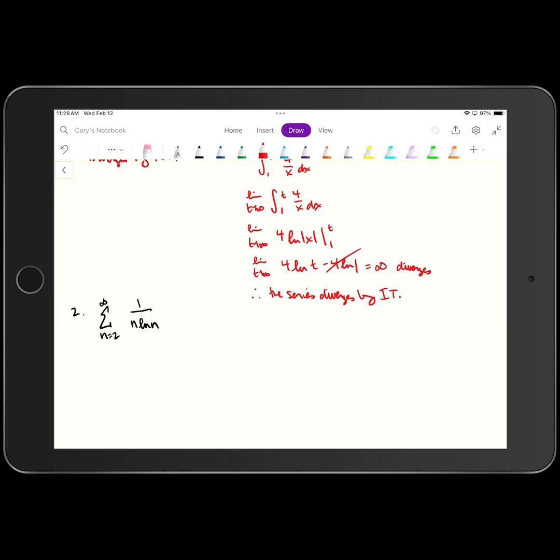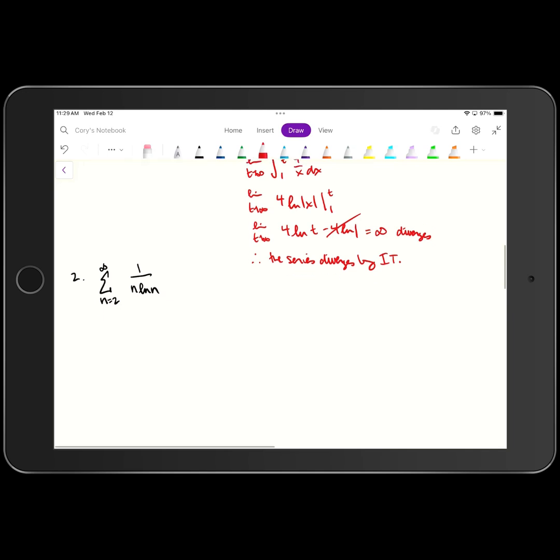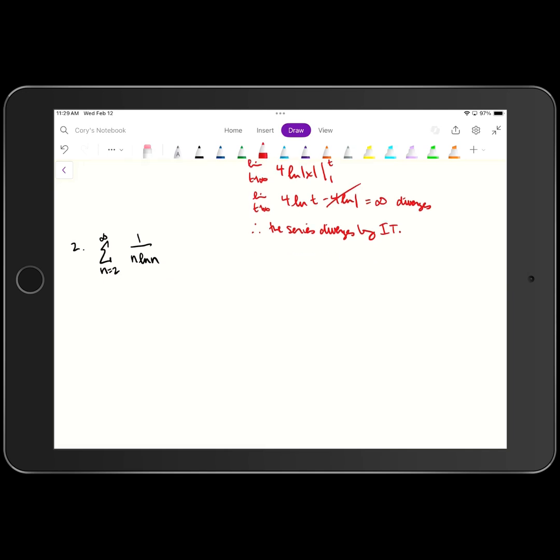So for number 2, we have the sum from 2 to infinity of 1 over n times the natural log of n. Okay, so again, the integral test is going to be the test that we want to use. Hopefully you can tell looking at that formula that it's going to be a good candidate for u substitution as far as integrating that goes.